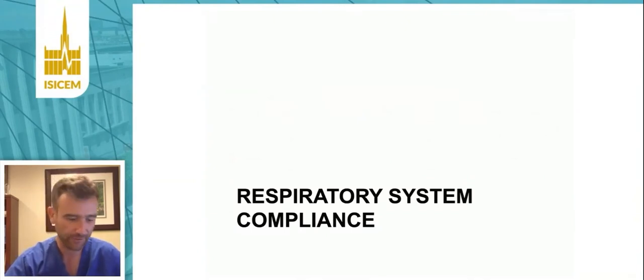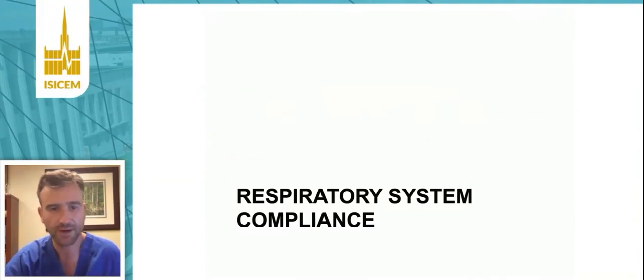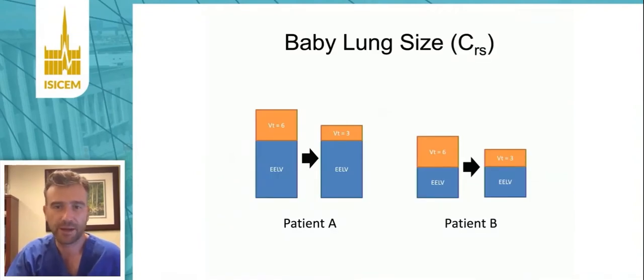Now we'll move to respiratory system compliance. Respiratory system compliance is important because it reflects the size of the baby lung available for ventilation. The smaller the baby lung, the lower the respiratory system compliance, because there are fewer lung units available to participate in ventilation. And this is important from a lung protection standpoint because the degree to which reducing tidal volume reduces stress and strain depends on the size of the baby lung.